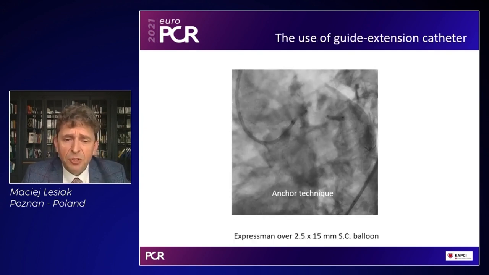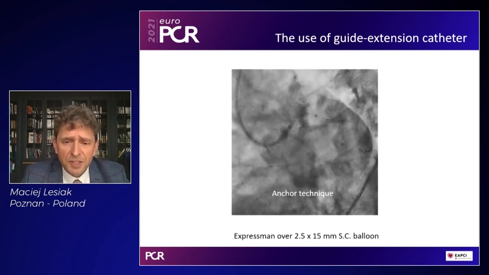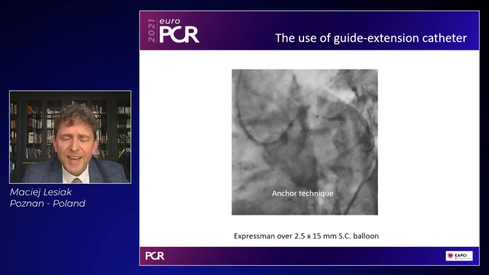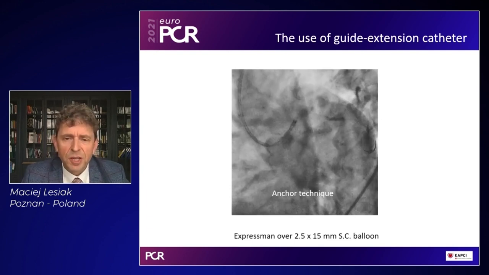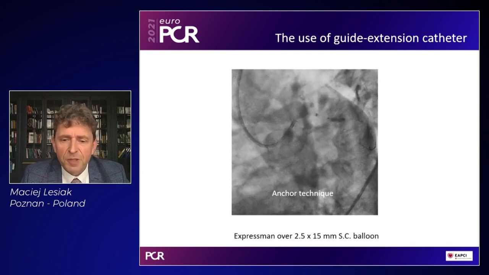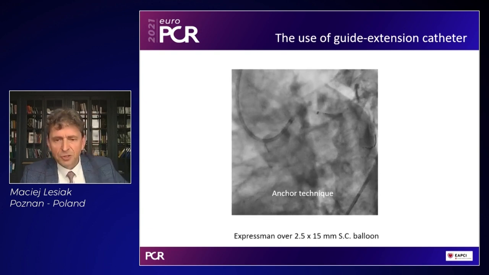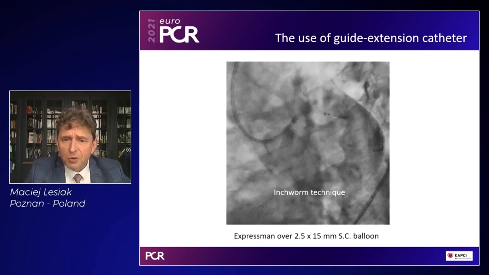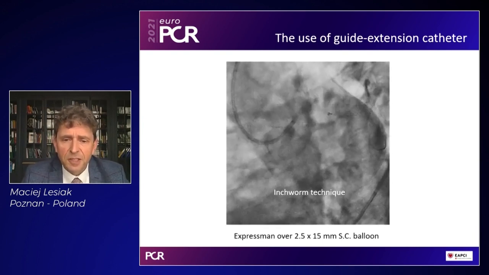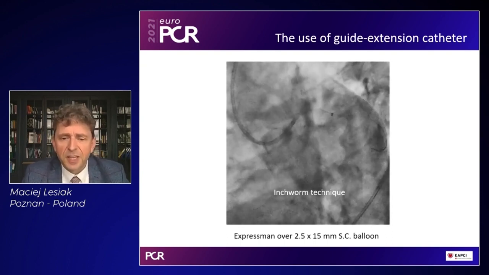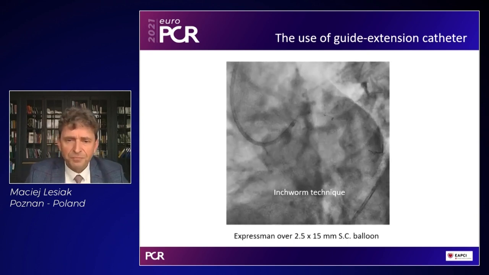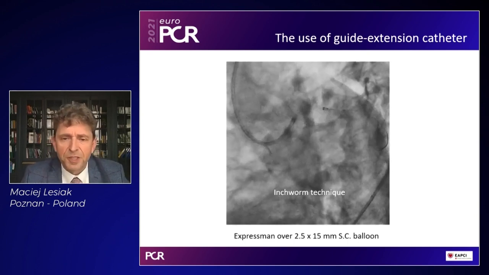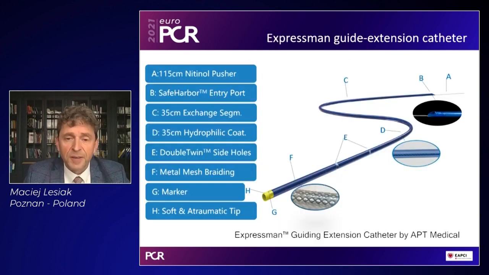But fortunately, I managed to deliver a semi-compliant 2.5 balloon, and then I could use it as an anchor. So you see, I inflated the 2.5 millimeter balloon in the distal part of the circumflex, and using the anchor technique, I introduced the Expressman guide extension catheter. Then to move it forward, I used the safer inchworm technique. So you see the balloon was deflated in front of the tip of the guide extension, and over the deflated balloon, I managed to move the tip of the guide extension distal to the lesion.